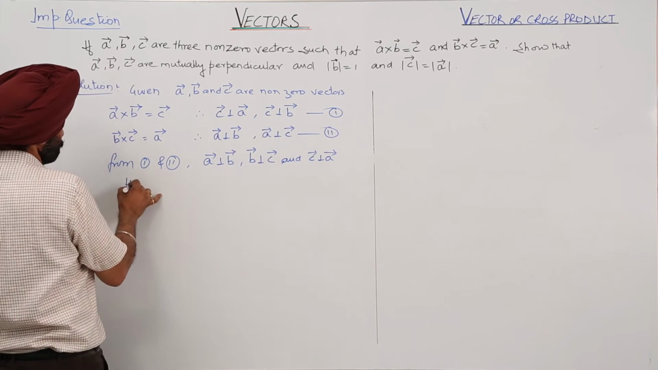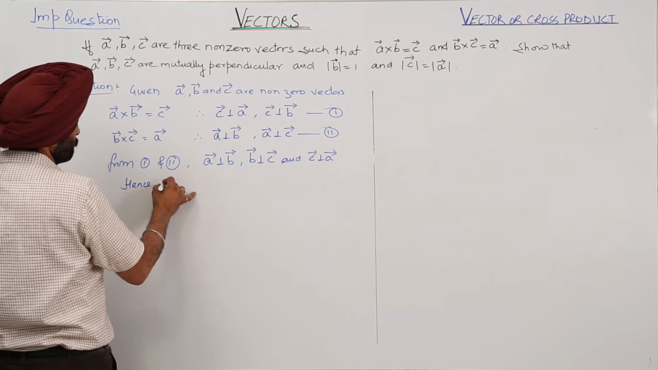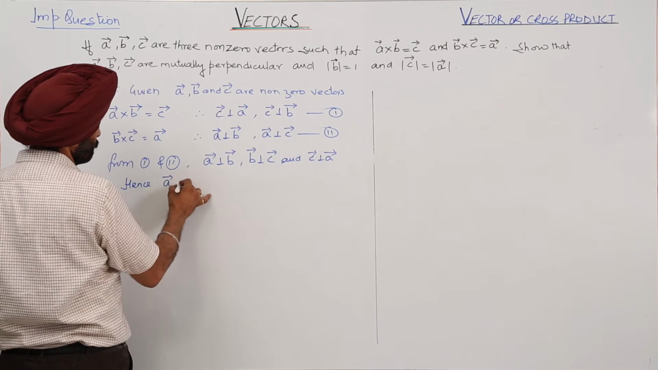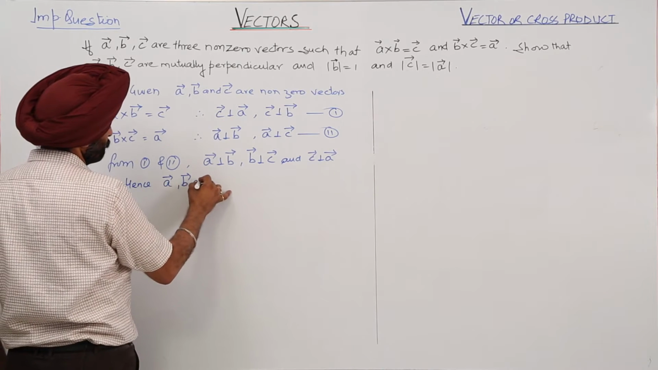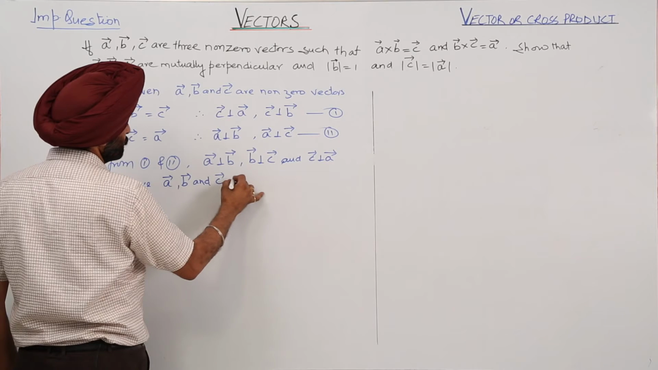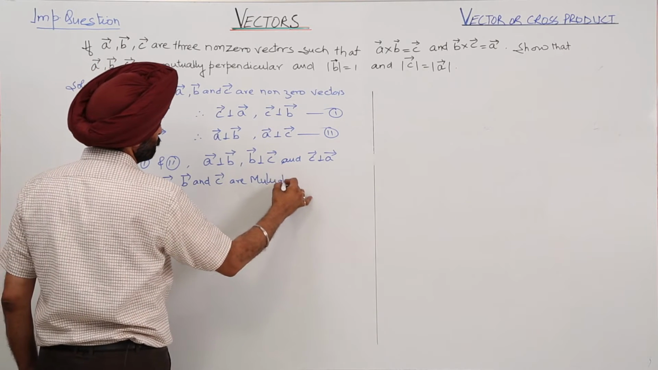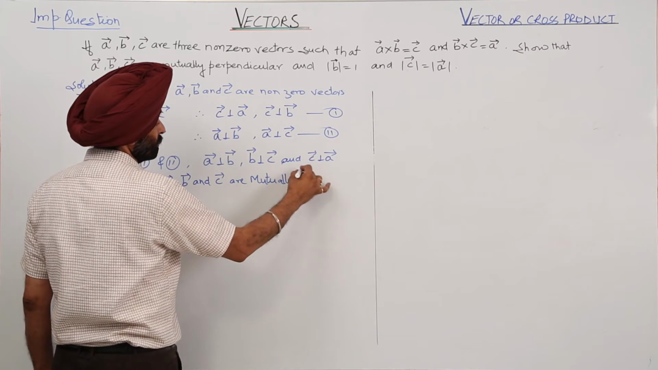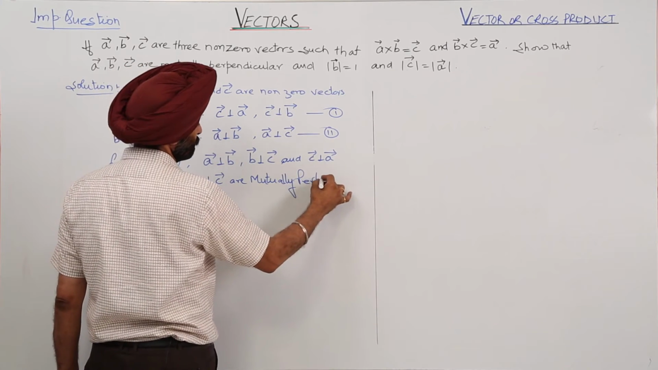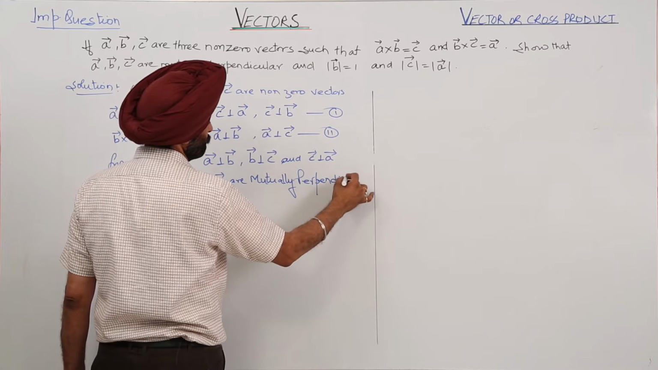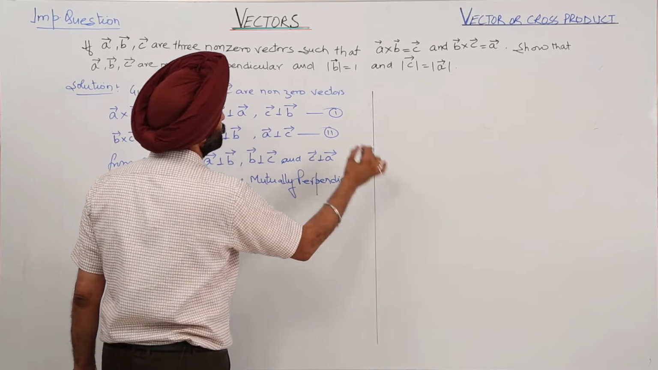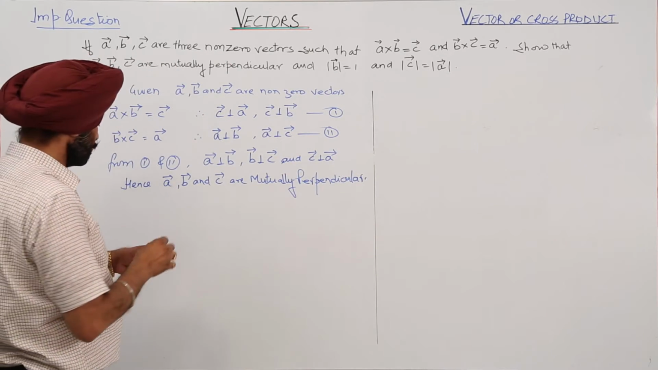Hence, vector A, vector B and vector C are mutually perpendicular. First part of the question we have done.